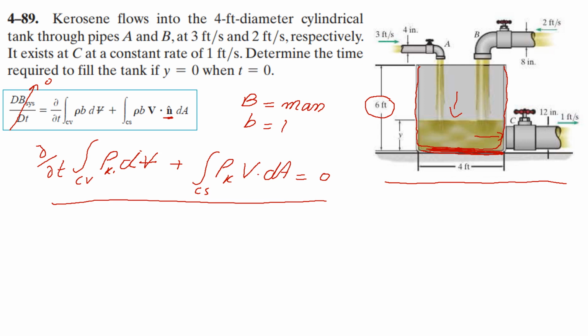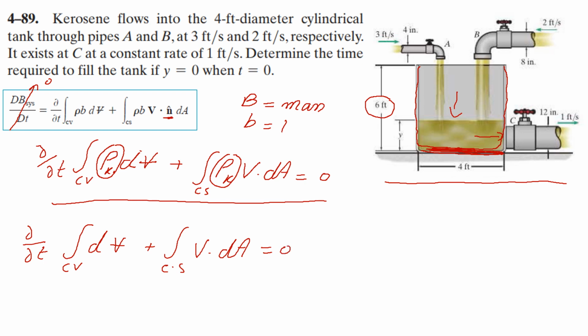So I'm going to proceed and neglect some other terms. I'm going to cancel them out. This is my density of kerosene. I can just move it out of the integral because it will be constant, and if we divide both sides by this term, we can neglect this term also. So now my equation will look like this: partial over partial t of the integral for the control volume of dV, plus the integral for my control surface of velocity dot product with area dA, is equal to 0. After further simplifying this equation, we are left with these terms.